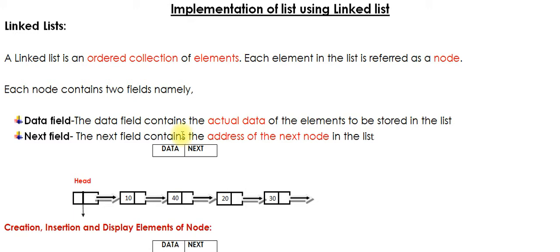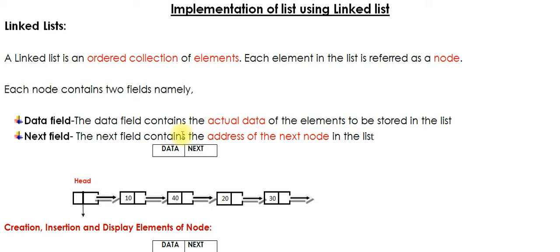Okay, and then the basic terminologies. What is the head field? What is the use of the head field? What are the characteristics of the head field? The head field doesn't have any data. It will have the address of the first node. It doesn't have any data.